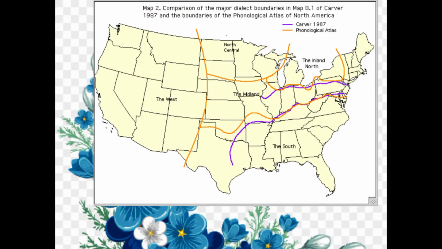Here's a picture comparing the major dialect boundaries. On the left side is the West, above is the North Central, below is the South, and the center is the Midland.